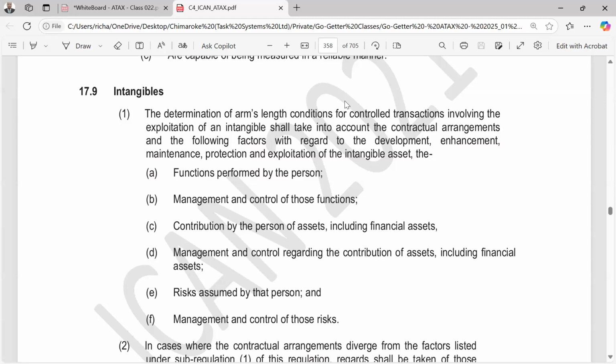So now, here, you'll be looking at the functions performed by each person, and the management and control of this function. What contribution did you make? And what risk did you assume?